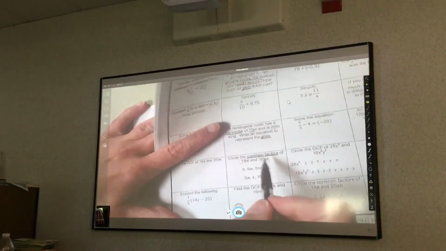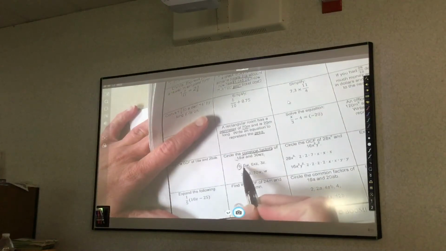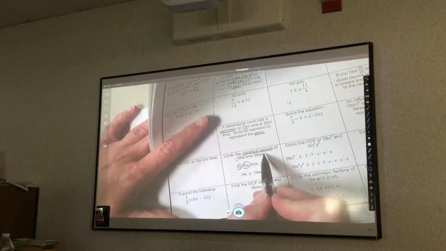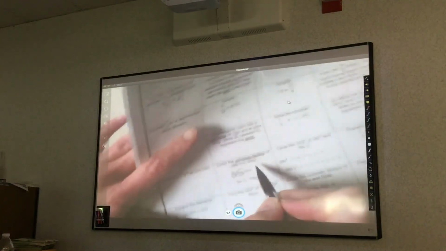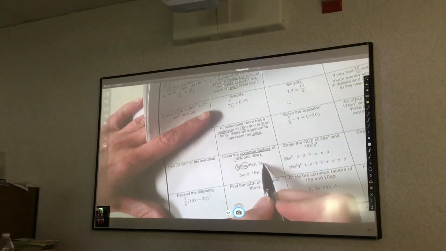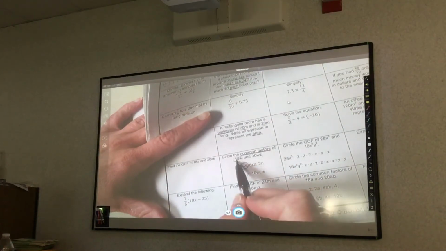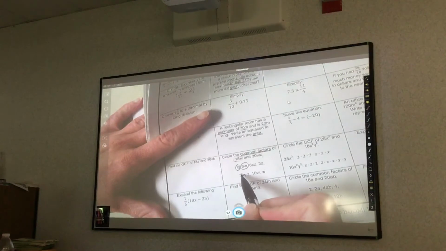So can both of these be divided by 6? Yes. Can both of these be divided by 6W? Yes, because they both can be divided by 6 and they both have a W. Now, what letter don't they have? X. Or Z. Right, the 18 doesn't have the Z, but neither of them has the X. Can they be divided by 3Z? No, because 18 doesn't have a Z. 3W? Yes.